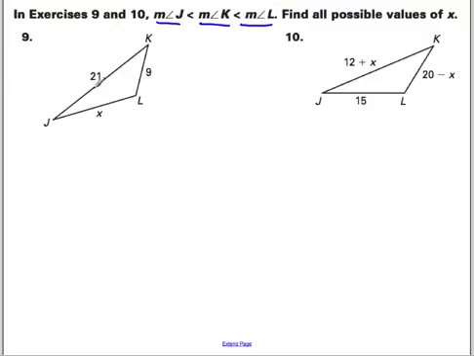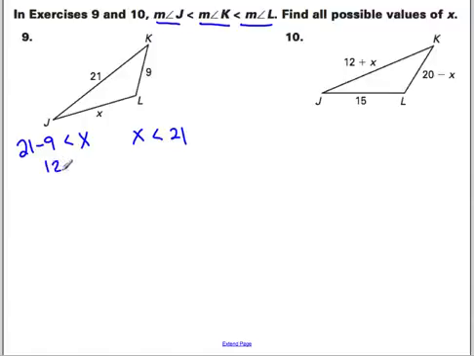So one thing that I can definitely say is that X, this middle length, definitely has to be less than 21. Another inequality that I can set up is that if I take 21 minus 9, X has to be greater than that. So x has to be greater than the difference of these two in order to form a triangle.